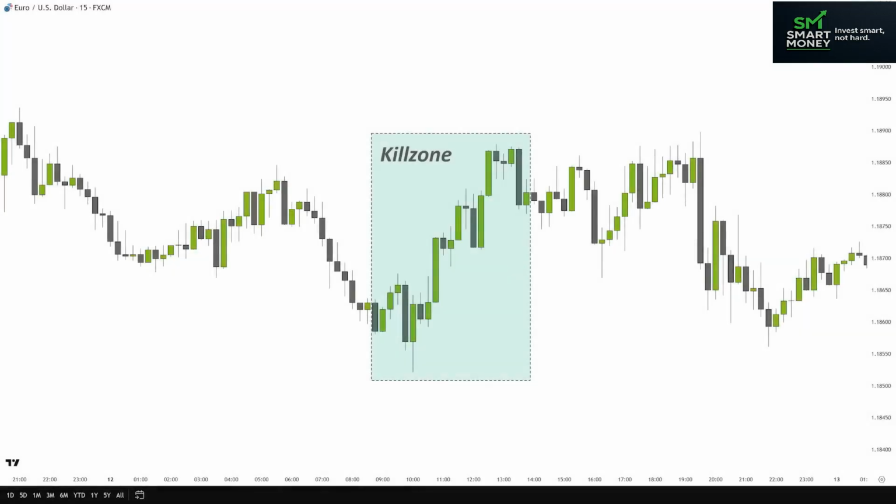The ICT London Killzone is one of the most important time windows for traders who focus on intraday market movements. By understanding how liquidity works and how institutions operate during the London session, traders can better identify potential opportunities. Instead of watching the charts all day, you can simply focus on this specific time window and wait for clear setups to form.